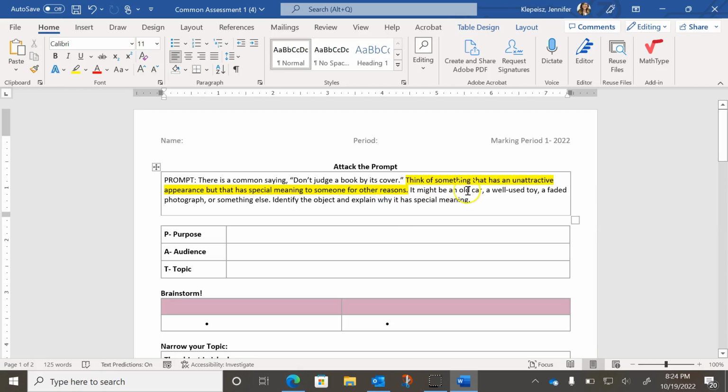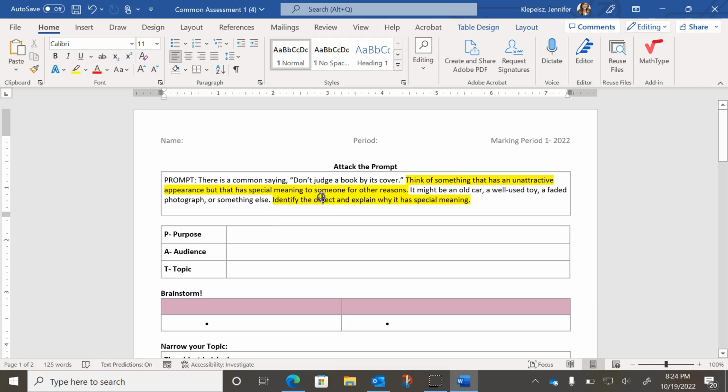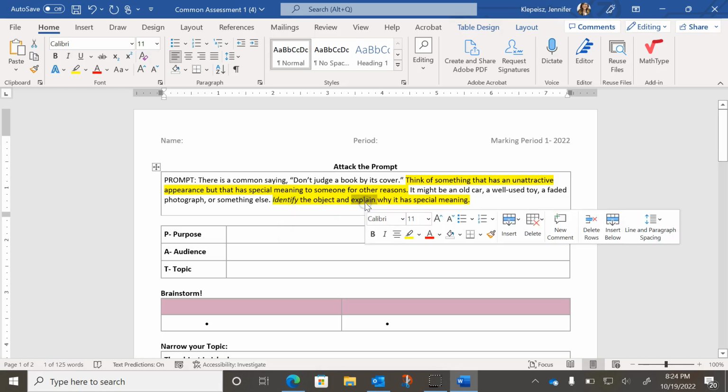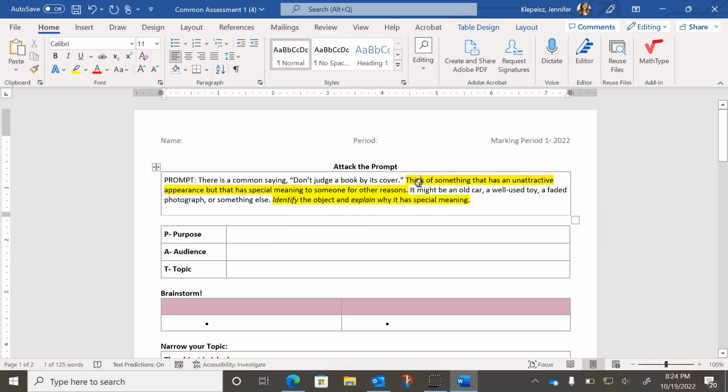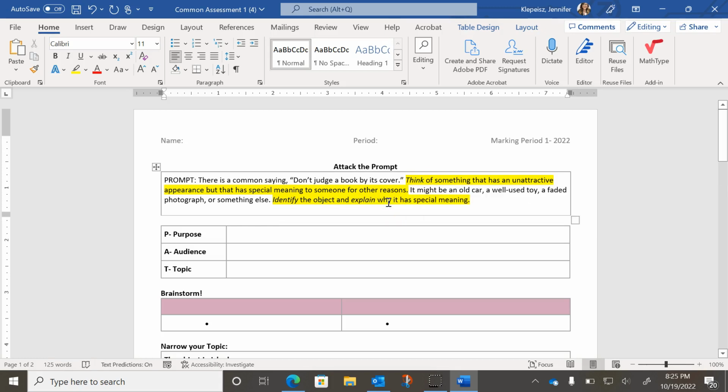It might be an old car, a well-used toy, a faded photograph, or something else. Those are just examples, not telling me to do anything. Identify the object and explain why it has special meaning. This is what I'm writing about, so I'm going to highlight it. Notice that the words identify, explain, think, these are all directives. These words are telling us to do something.